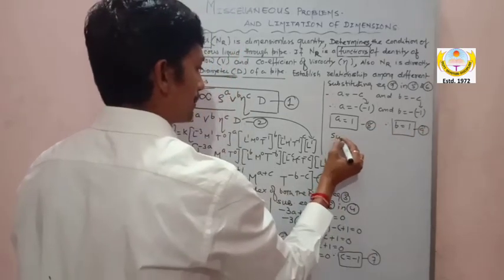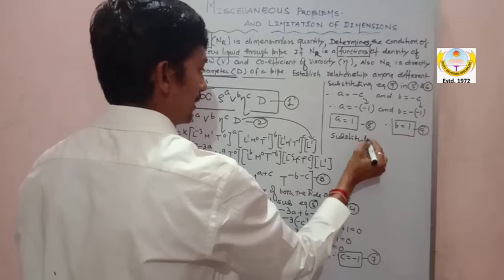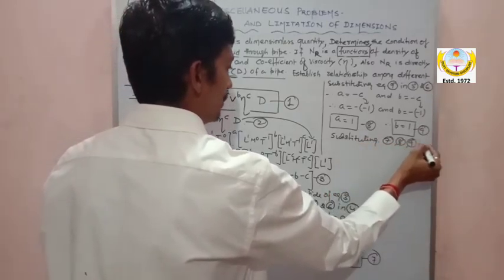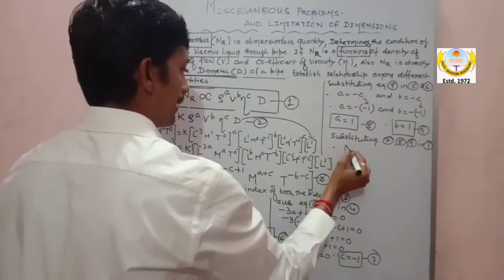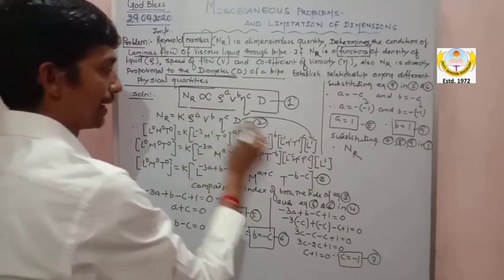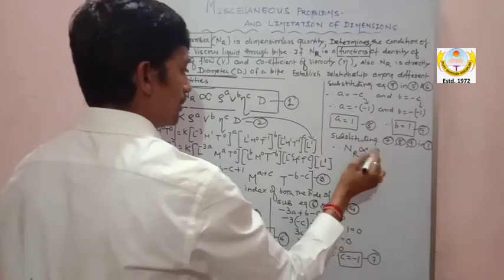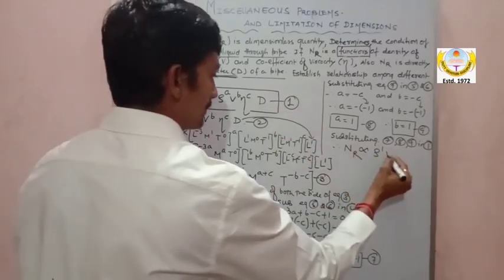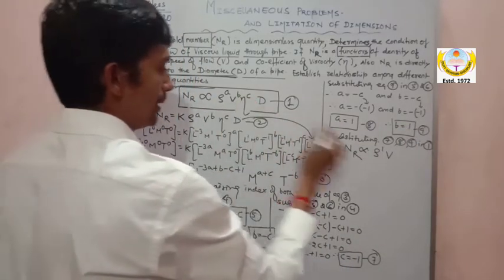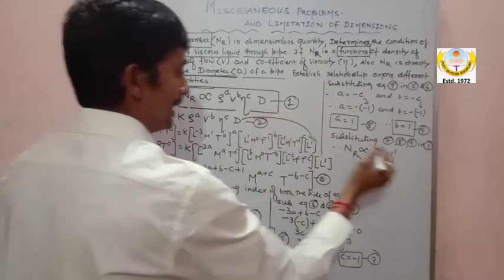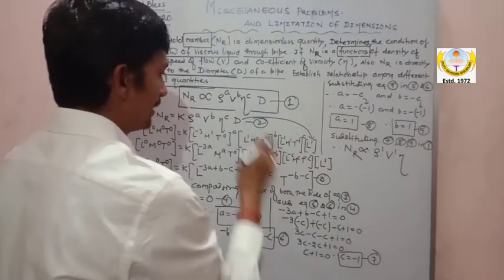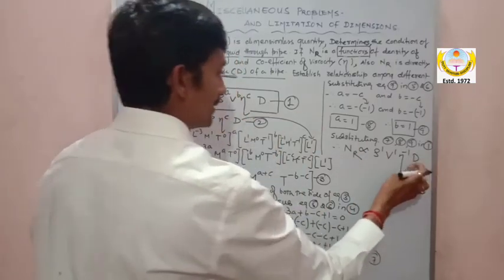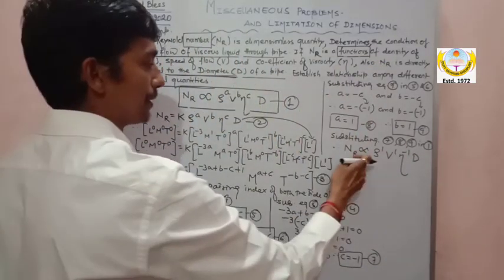And now I will say substituting 7, 8, 9 in 1. So I will get, my children, Reynolds number NR directly proportional to rho power A, which is 1, V power B, which is also 1, and eta power C, and C is minus 1, and D as it is. D is already mentioned from previously, so D as it is.